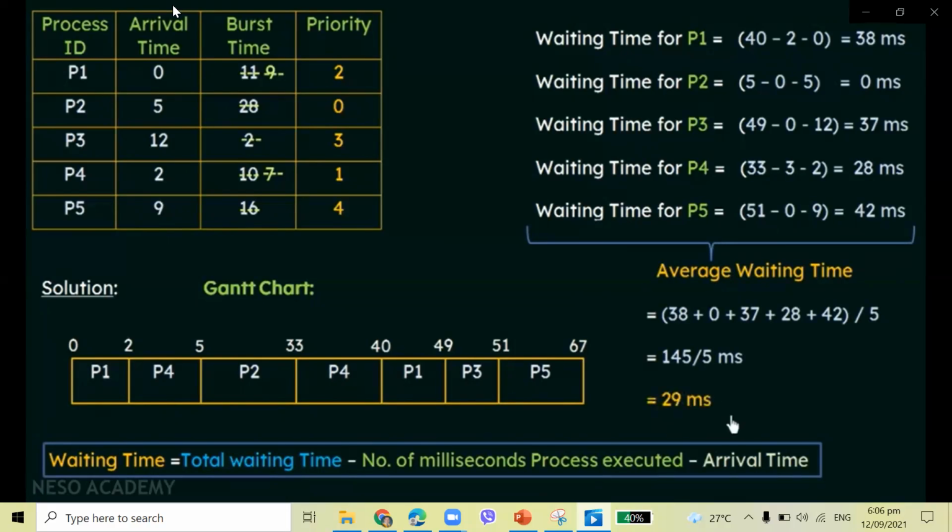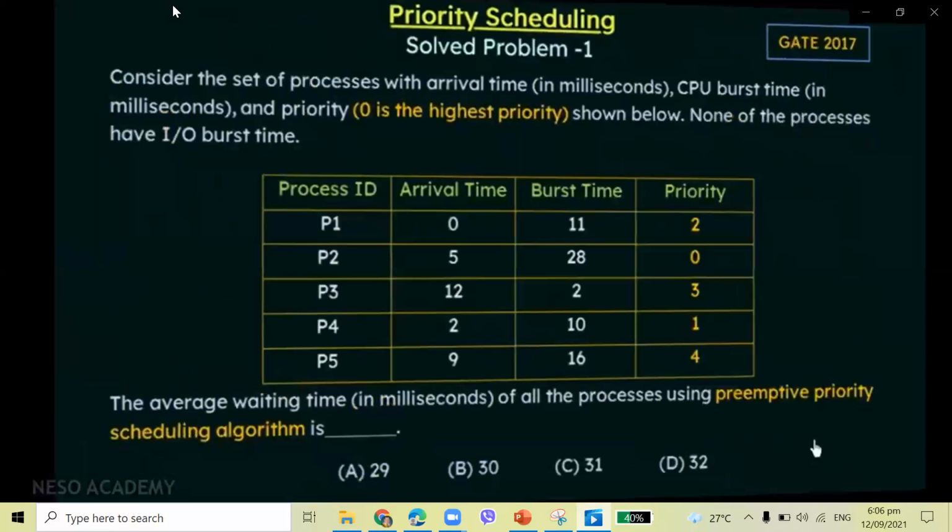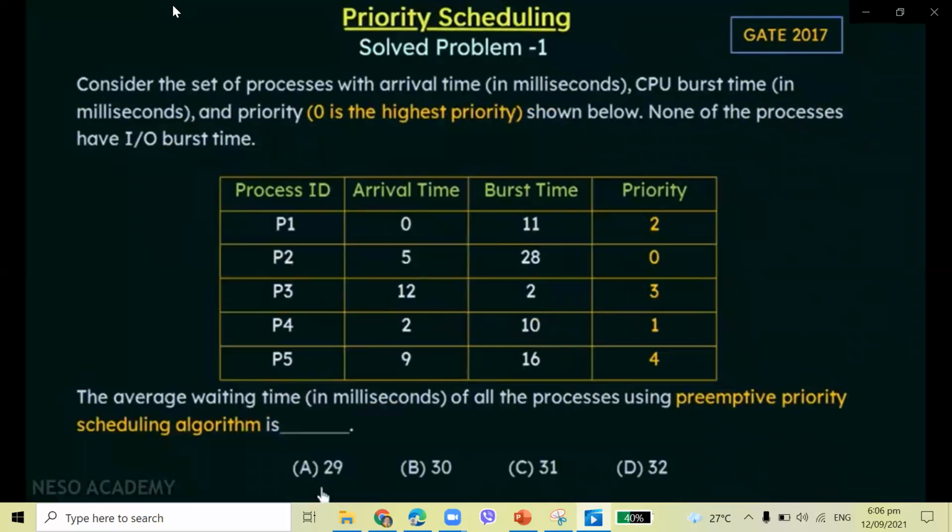So let's see if we have this 29 milliseconds in our options. If we see our question, we see that option A is 29 milliseconds. So the answer to the question is option A, which is 29 milliseconds that we have just calculated. So that is how you calculate the average waiting time for a preemptive priority scheduling algorithm.